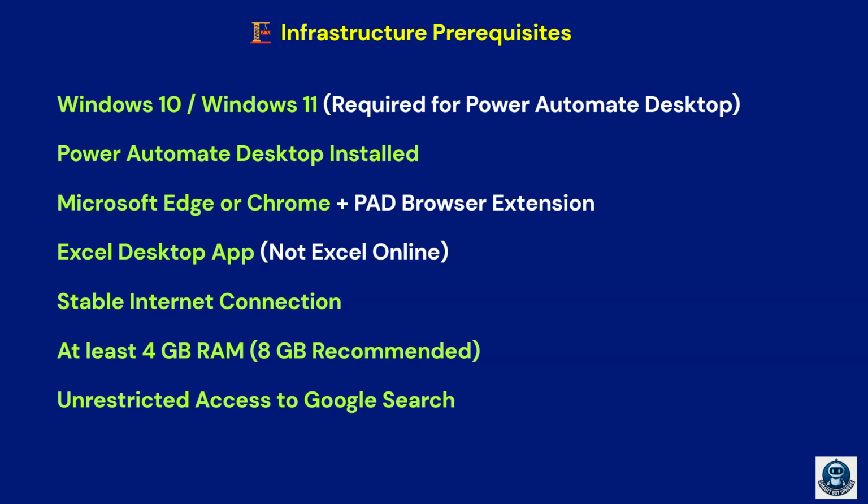Your system should have at least 4 GB of RAM, though 8 GB will give a smoother experience. Also ensure you have access to Google Search, and the folder where your Excel file is stored must allow read and write permissions. Finally, sign in with your Microsoft account so Power Automate Desktop can run without restrictions. Once these prerequisites are ready, we can begin building the automation.